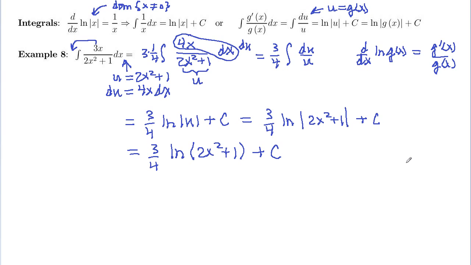And that's our antiderivative. Again, the key is you're looking for something that looks like g prime over g. Function on the bottom and derivative on the top. And let u equal the bottom.